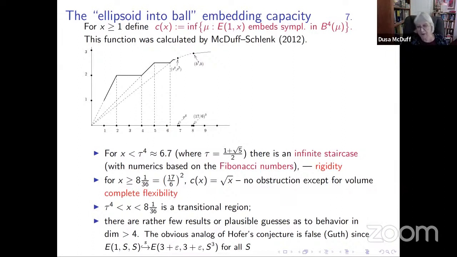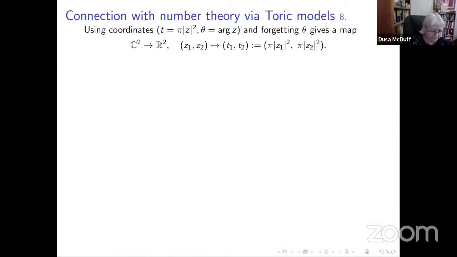You can show that the existence of these embeddings for all large S shows that the analog of Hofer's conjecture can't possibly be true. So nobody knows what the answer is in that case. So I'm going to concentrate on the four-dimensional case.